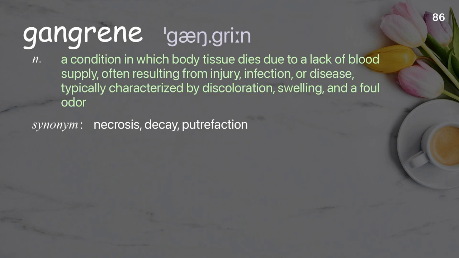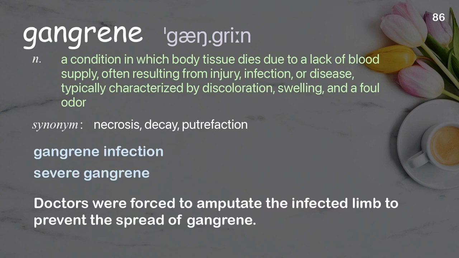Gangrene. A condition in which body tissue dies due to a lack of blood supply, often resulting from injury, infection, or disease, typically characterized by discoloration, swelling, and a foul odor. Examples: gangrene infection, severe gangrene. Doctors were forced to amputate the infected limb to prevent the spread of gangrene.